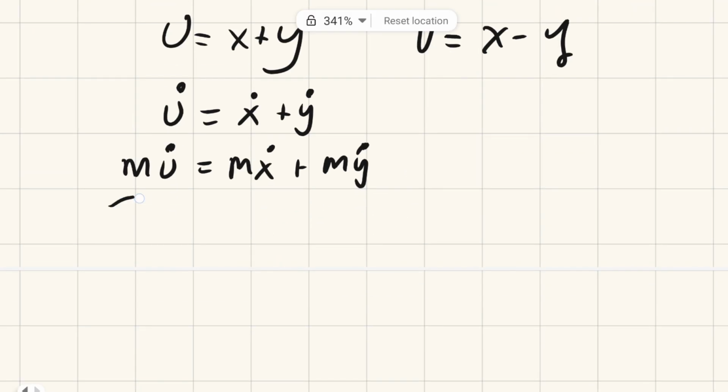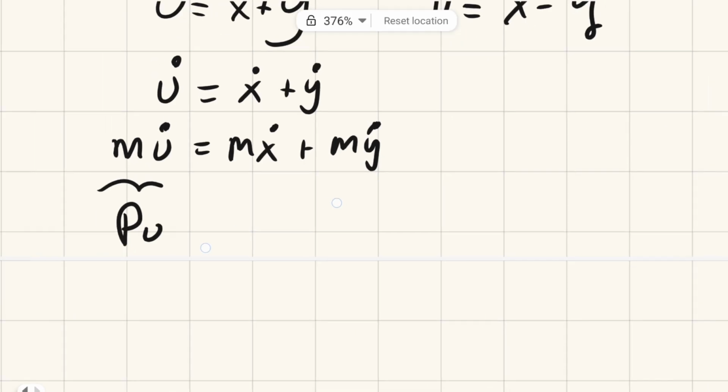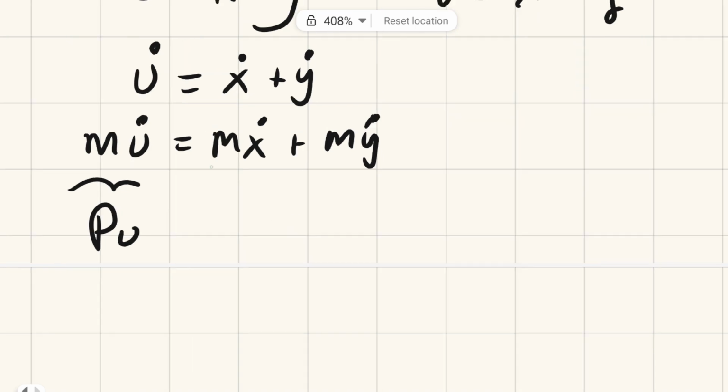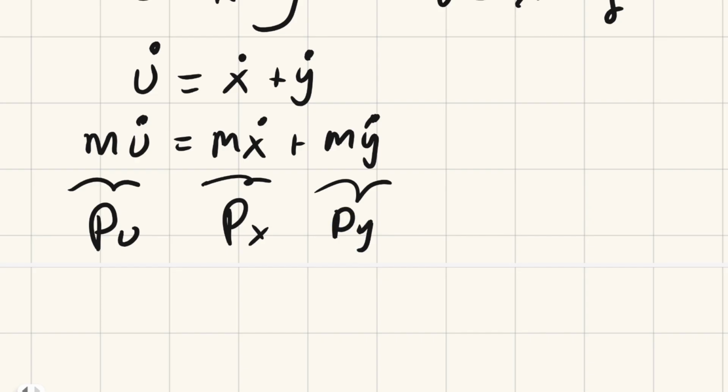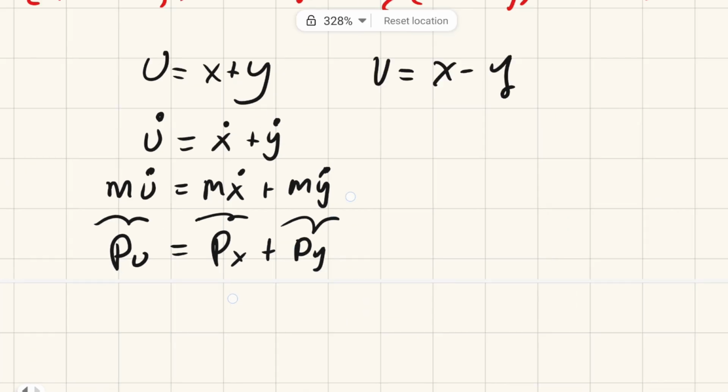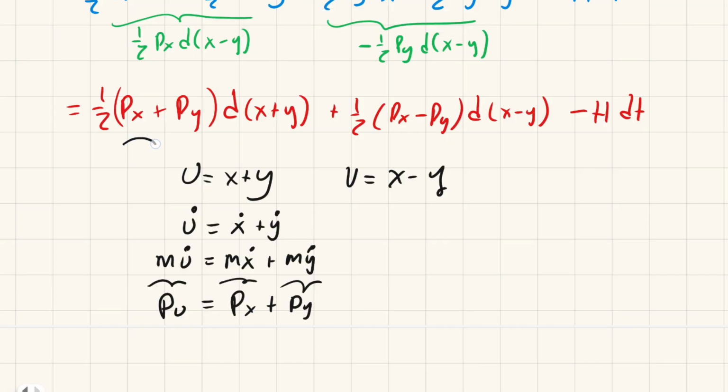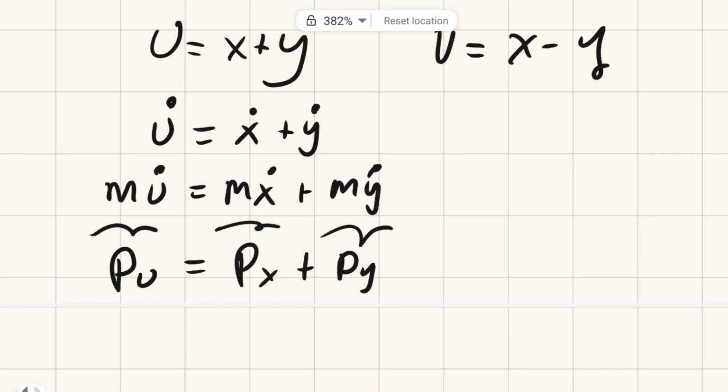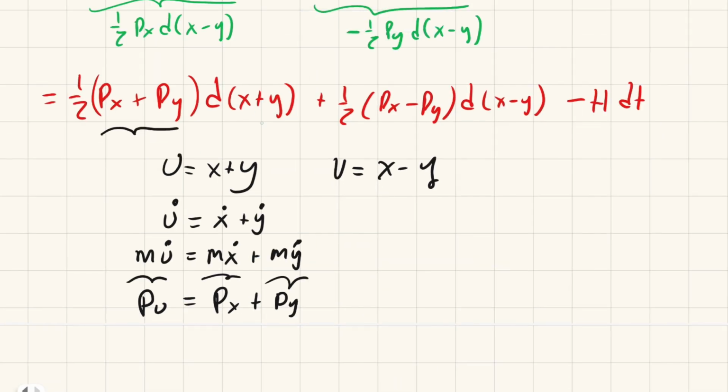And we can define this quantity to be pu, the conjugate momentum of u, which corresponds to maybe a linear momentum in the u variable. I mean, it's not the linear momentum, but it's the analog. But the thing here is that this quantity can be seen as px, py. So what we have here is px plus py, which is pu, and x plus y, which is u.